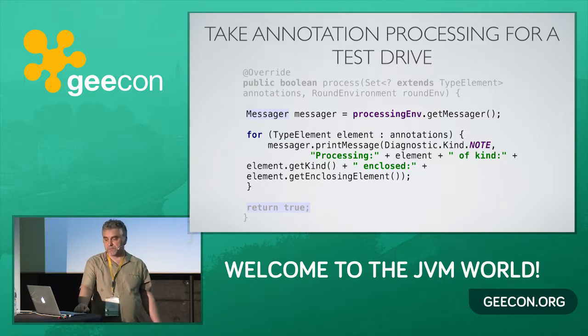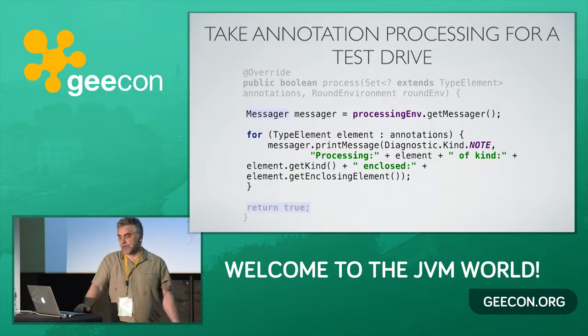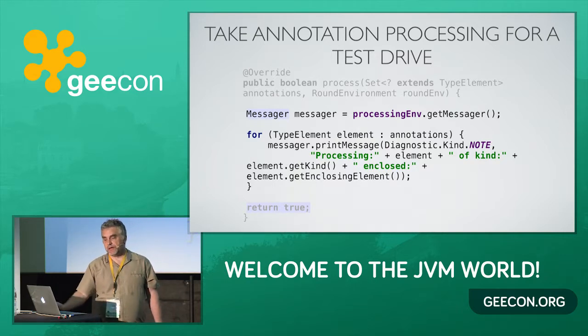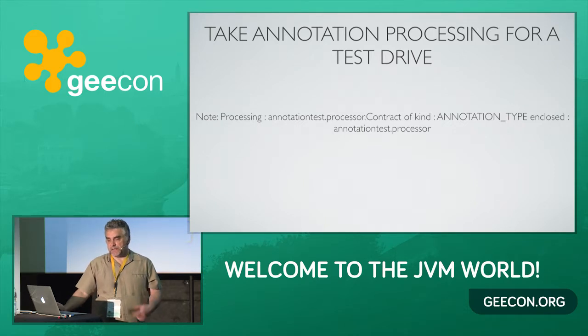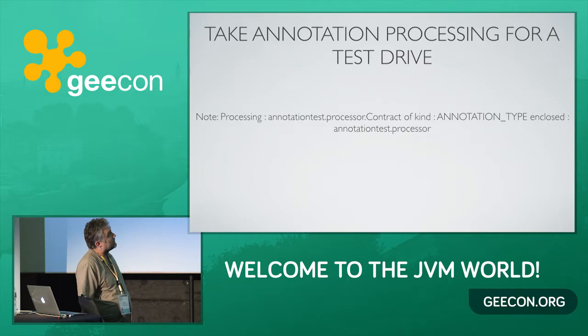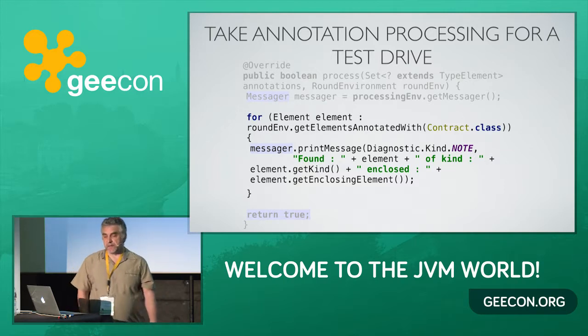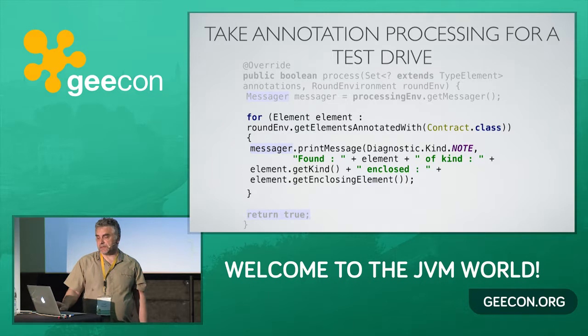There is a funny guy called Messenger, which we'll get from that round environment, and you can basically write messages into your compiler output. So we just loop through the annotations we get in that set and print some diagnostic. And if we run it, we get this single line. This is our annotation, which was called Contract. And we see that it's enclosed in the annotation processor itself. So it's like a root context, but you can dive deeply into it. We'll see that in a minute.